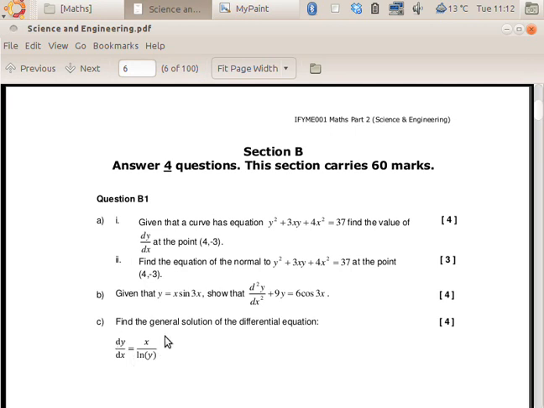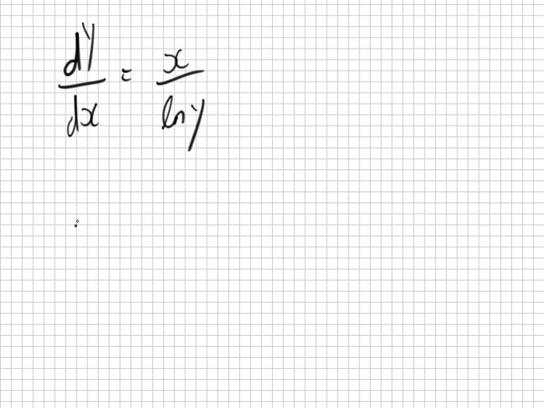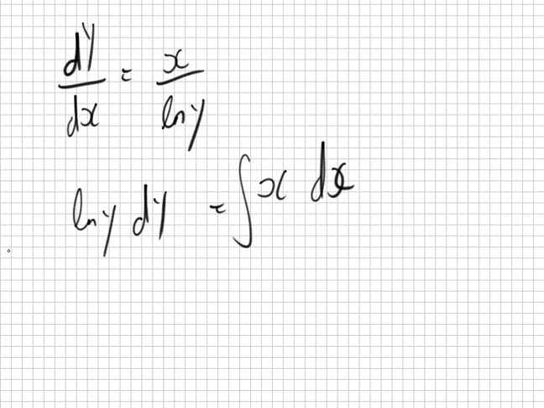C. Okay. So dy/dx equals x over log y. So dy/dx equals x over log y. So I get log y dy equals x dx. Yeah? Right, how do I do the one on the left? So I put 1 here and then use my by parts.